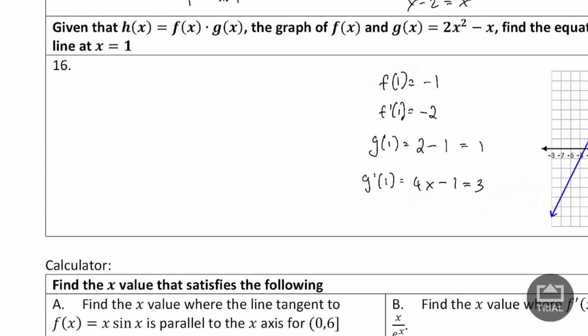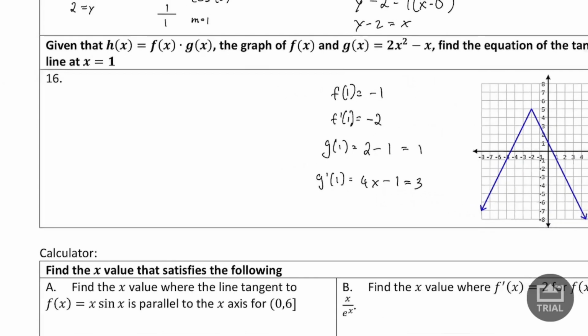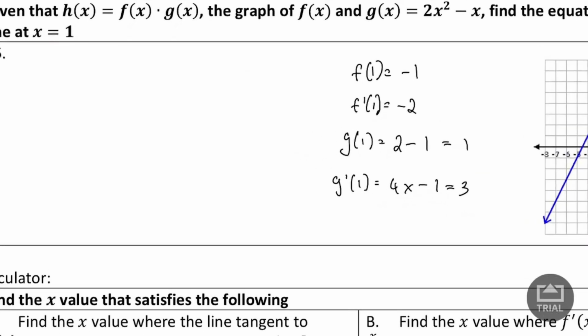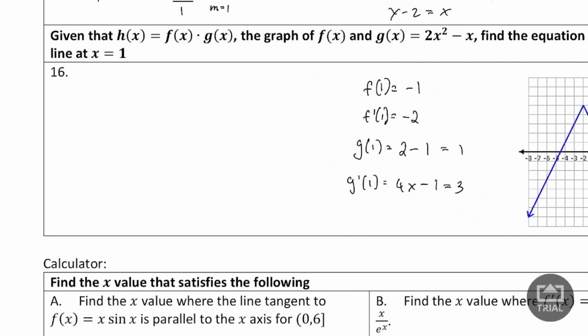So we got our values. So let's first get the y value. This is going to be simple. It's just taking the f of x times the g of x, which is -1 times 1, which gives our coordinate point of (1, -1).